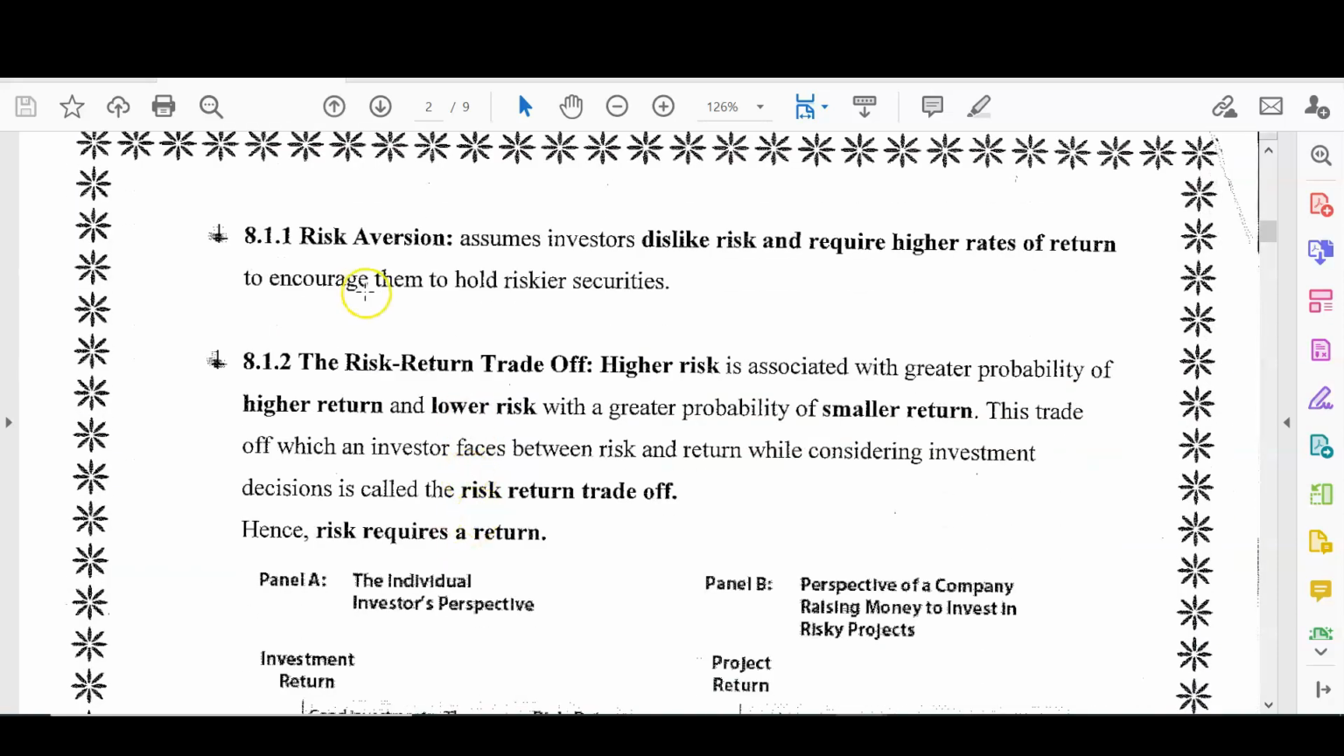Okay, the first concept we want to talk about is risk aversion. It assumes that investors dislike risk and require higher rates of return to encourage them to hold riskier assets. This is a basic pre-assumption in all of our financial theories and models. We assume that any rational investor dislikes risk. For any financial asset with high risk, we require higher return to compensate us for undertaking the additional risk.